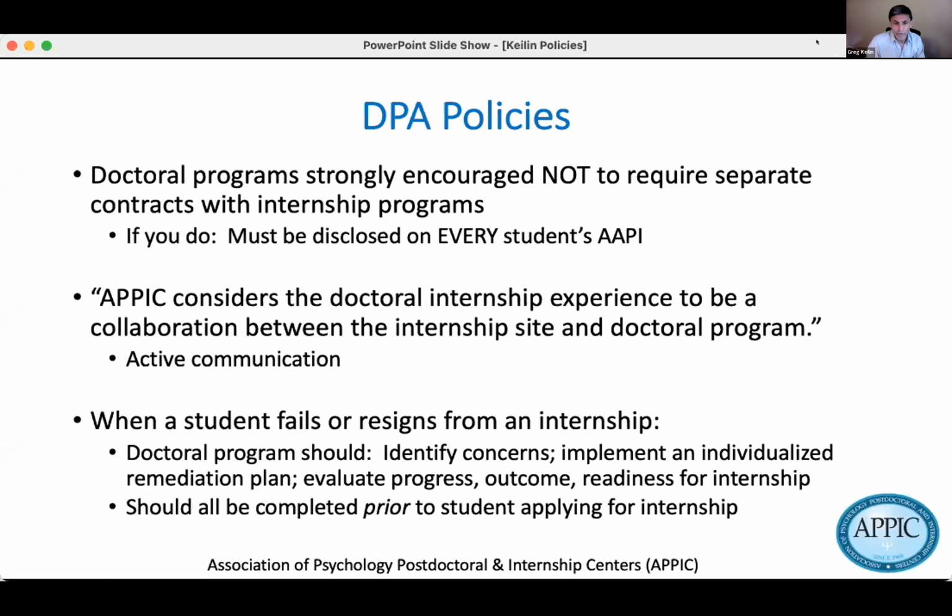And then the next point I've already made, about when a student fails or resigns from an internship and what the program's responsibilities are specifically. So I won't go over that again.